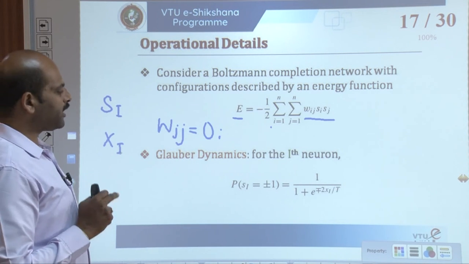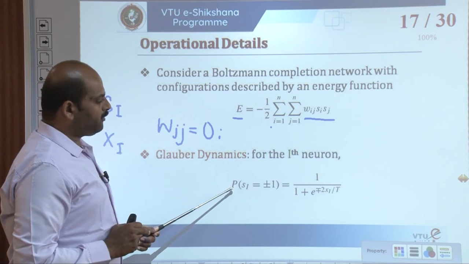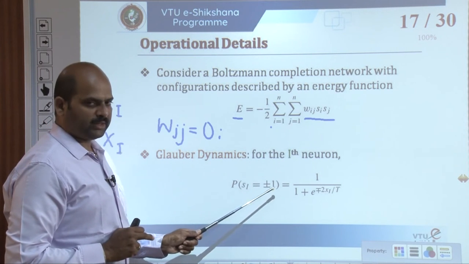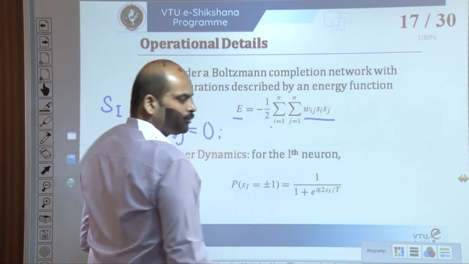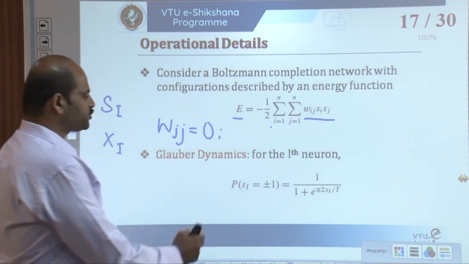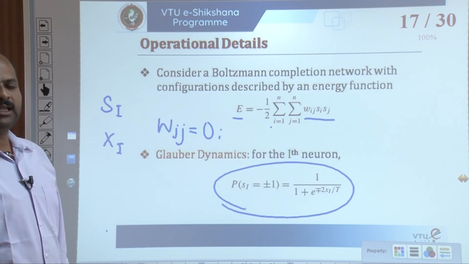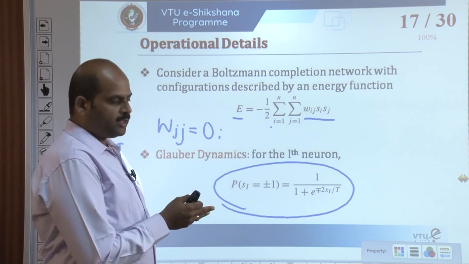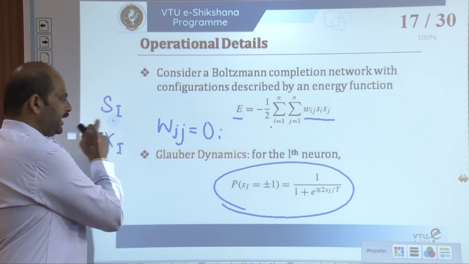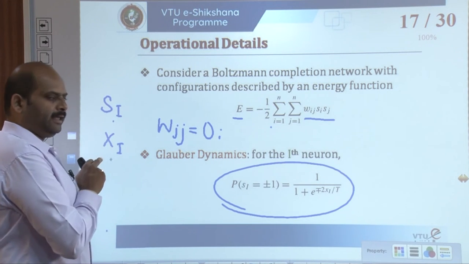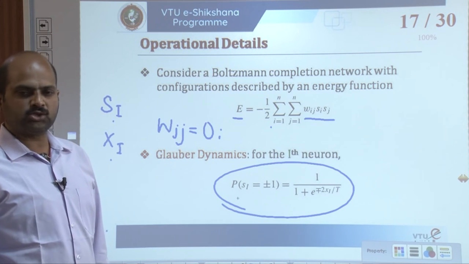From that we identify the Boltzmann function, with the signal function equal to plus or minus 1. During that time we get the expression 1 over 1 plus e to the power of plus or minus 2 xi by T. This is the expression we get for the dynamics when the neurons in the Boltzmann machine flip their states, for the ith neuron with signal function si and activation function xi: the Boltzmann value is 1 over 1 plus e to the power of minus or plus 2 xi by T.